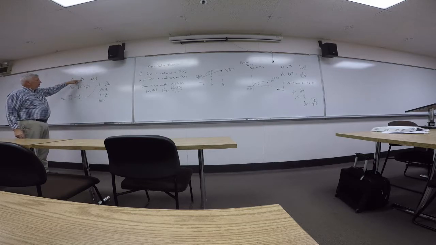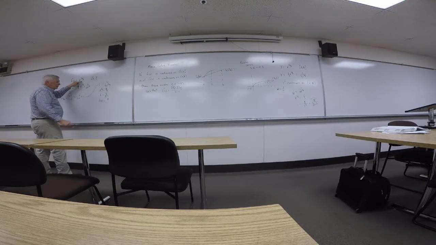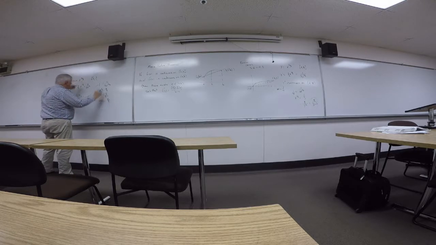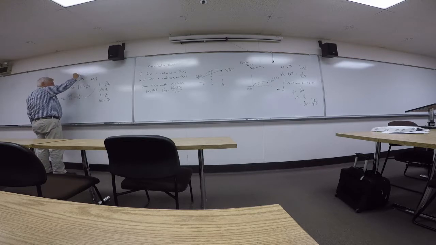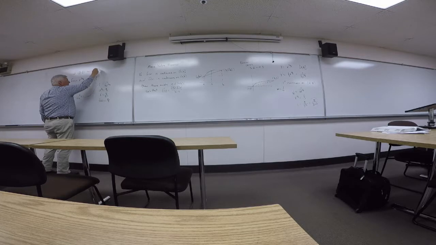cube root is 2, 2 squared is 4, cube root is 3, 3 squared is 9. So at the point 8/27, comma 4/9, the slope that is f prime at 8/27 is 1.